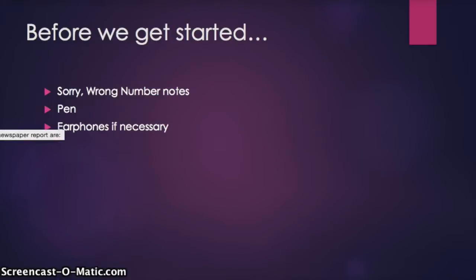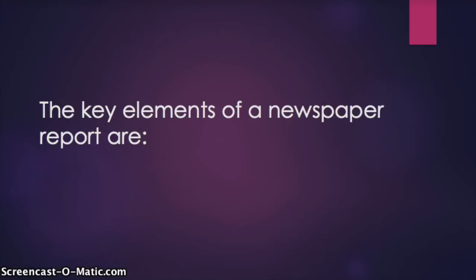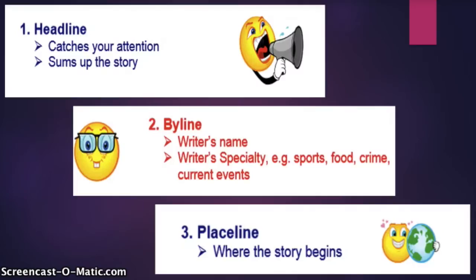Right, so assuming you've got all of these, basically what is a newspaper report? You pick up any newspaper nowadays, you'll be able to see the format, all of it is there already. But in this lesson, I'm going to go through the key elements of the report so that you will know how to plan it, how to do your layout when you write your newspaper report for Sorry, Wrong Number. Now the first one, of course, every single newspaper report has a headline.